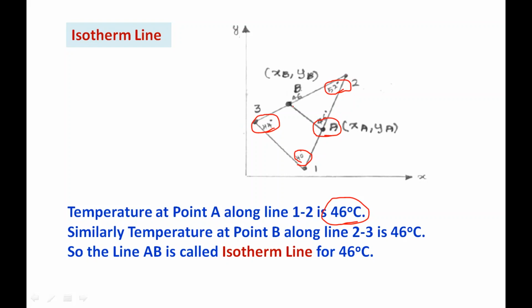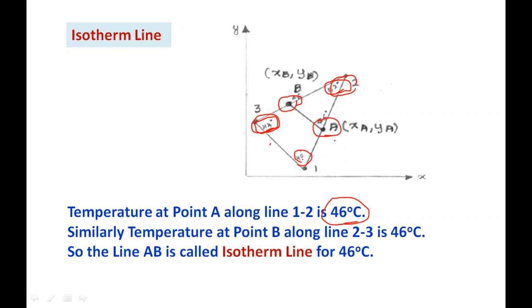Similarly, when you take the 2 3 side, along the 2 3 side the temperature is changing from 44 degrees to 52. So here also we can find a point at which the temperature will be equal to 46 degrees Celsius. But coming to edge 1 3 or side 1 3, temperature is changing from 40 to 44. So here we cannot get any 46 degrees Celsius point. So we have only 2 points.